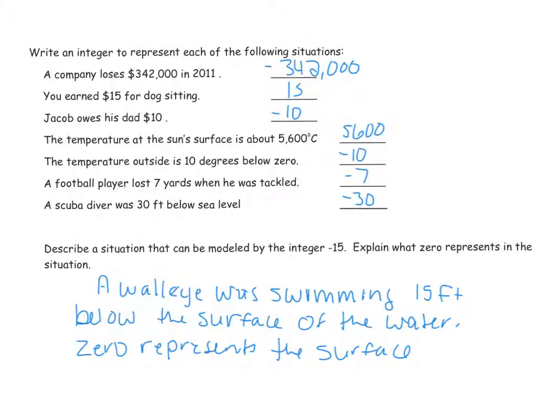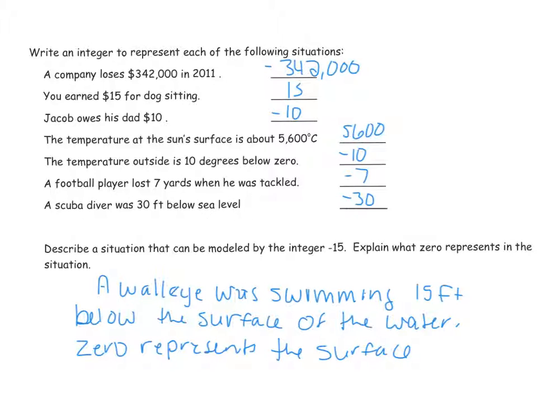Company loses. Losing means it's going down. It's a negative. So that number would be a negative. If you earn it, it's positive, so just 15. Jacob owes his dad. If he owes, it's negative, so that'd be negative 10. The temperature of the sun's surface is about, we know that's really, really hot, so that's going to be a positive number. The temperature outside is 10 degrees below 0, so below 0 is negative. A football player lost, so if he lost 7 yards, that's going to be a negative 7. Scuba diver was 30 feet below sea level, so that would be negative 30. Below sea level is negative.